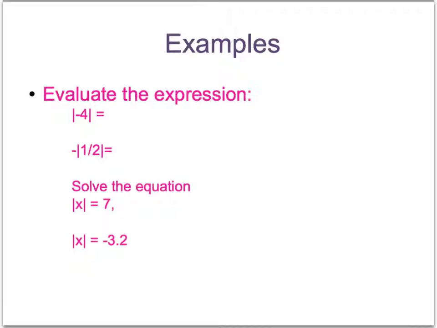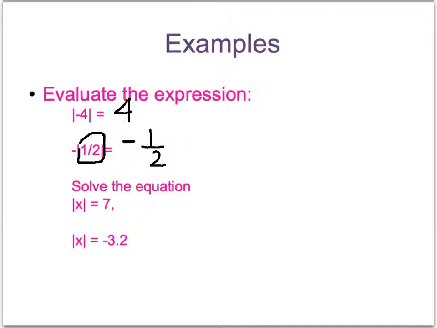Now let's try some examples. So let's evaluate some expressions. What is the absolute value of negative 4? Well, what is the opposite of negative 4? The opposite of negative 4 is positive 4. This is kind of a tricky one. I've got the negative of the absolute value of 1/2. Well, my negative sign is on the outside of the absolute values, so I don't worry about that until I deal with the absolute value itself. So what is the absolute value of 1/2? That's 1/2. What is the opposite of 1/2? Negative 1/2. So there's my answer.